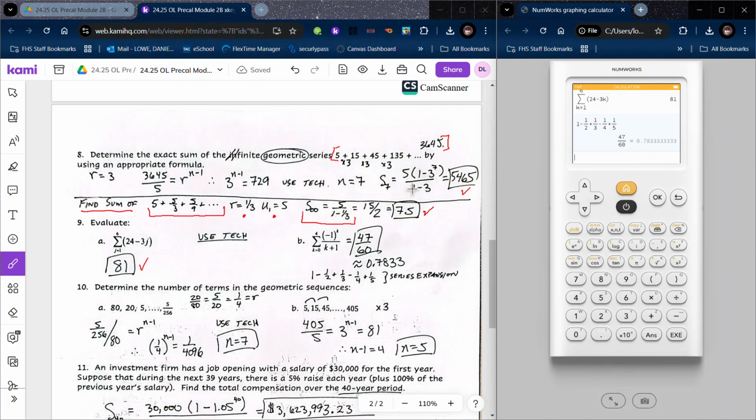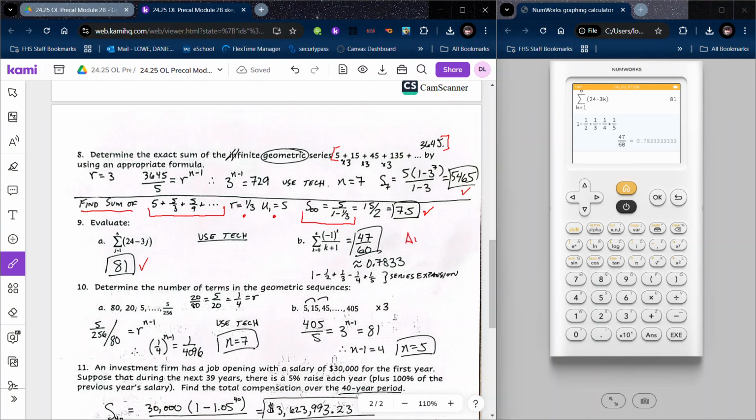Okay. This particular series is called the alternating harmonic series. It's a common series that you may see when you do more advanced math applications.